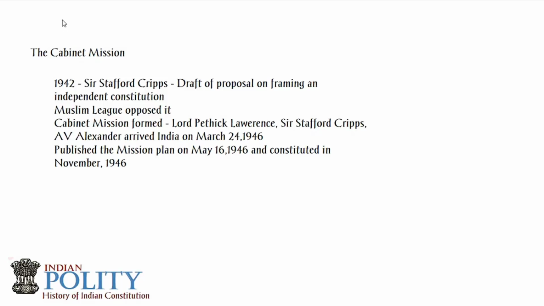A Cabinet Mission consisting of 3 members, Lord Pethick-Lawrence, Sir Stafford Cripps and A.V. Alexander, arrived in India on March 24, 1946. It rejected the idea of two constituent assemblies but put forth a scheme which more or less satisfied the Muslim League. The mission published its plan on May 16, 1946, and the Assembly was constituted in November 1946.